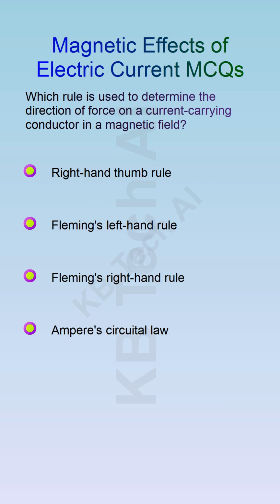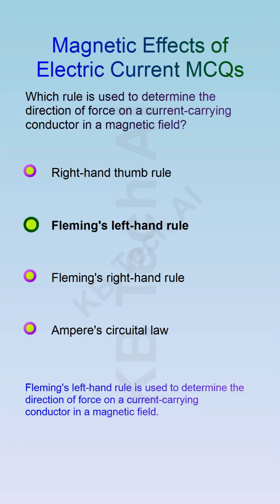Which rule is used to determine the direction of force on a current-carrying conductor in a magnetic field? Option 1, right-hand thumb rule. Option 2, Fleming's left-hand rule. Option 3, Fleming's right-hand rule. Option 4, Ampere's circuital law. The answer is, option 2, Fleming's left-hand rule.